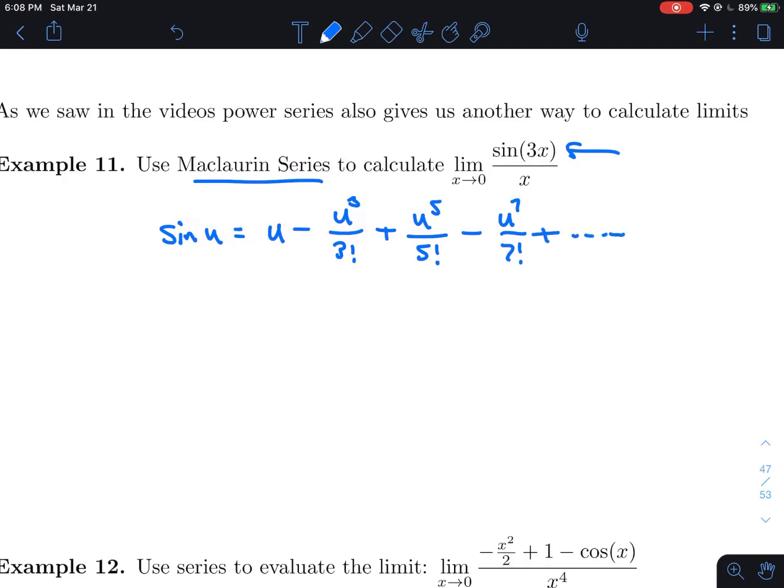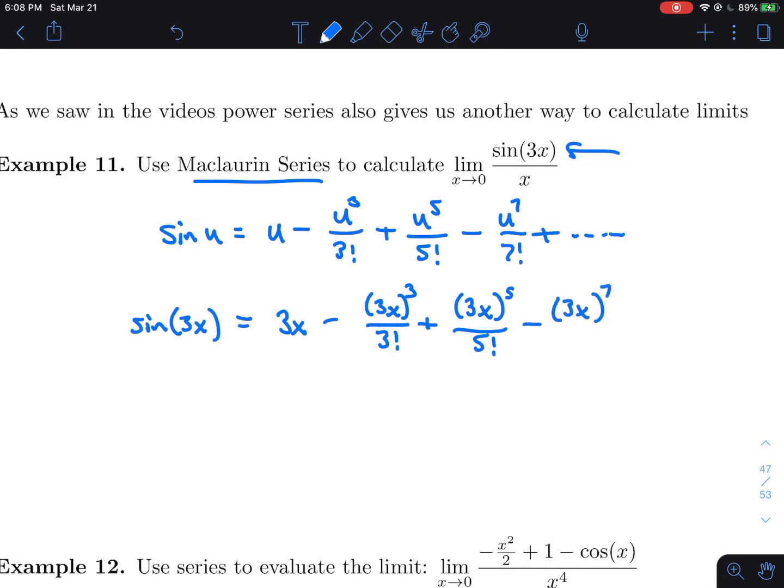And our value here is that we have 3x inside of sine. So instead of u, I'm going to write sine of 3x. So we're going to have 3x minus (3x) cubed over 3 factorial plus (3x) to the fifth divided by 5 factorial, and so on and so forth here. And then in order to create this whole division, sine of 3x divided by x, let's go ahead and divide through by x everywhere.